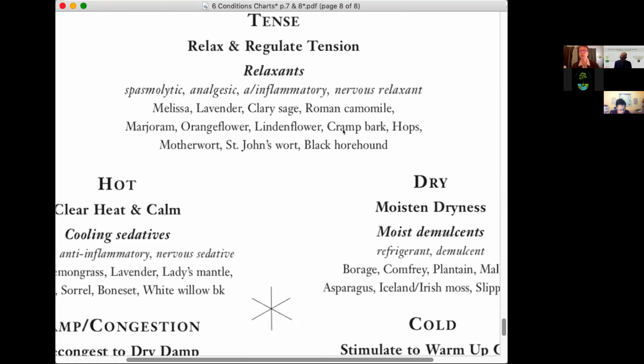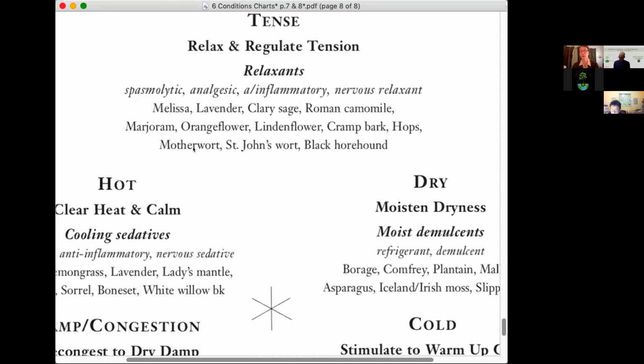Cramp bark from the USA, viburnum, different species of viburnum. Very effective for smooth muscle cramps. Smooth muscle spasmolytic, analgesic, anti-inflammatory to the smooth muscles in particular, right? Hops, humulus, cooling. I use hops when it's a hot condition. When you see tension and heat together, I use hops, right? Because it's very cooling, okay?